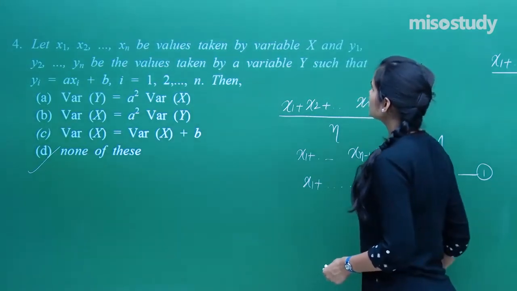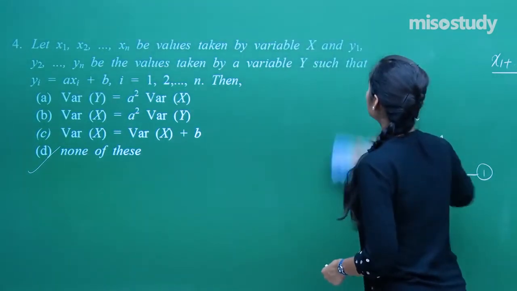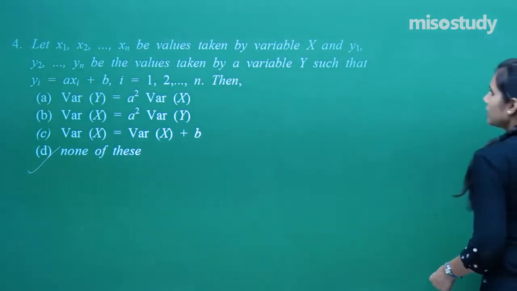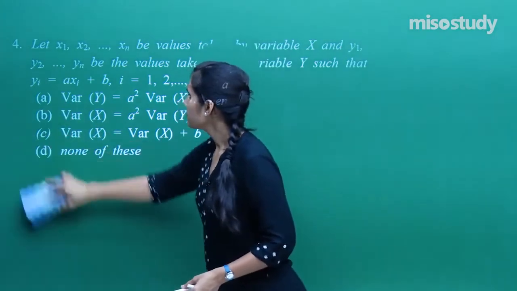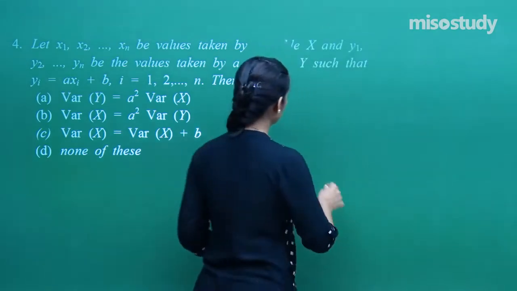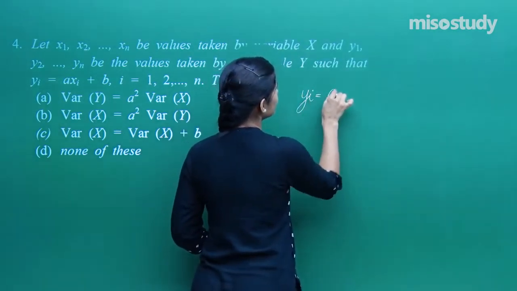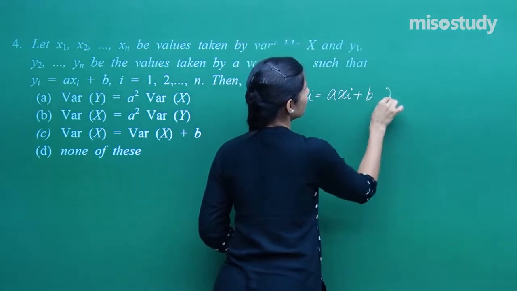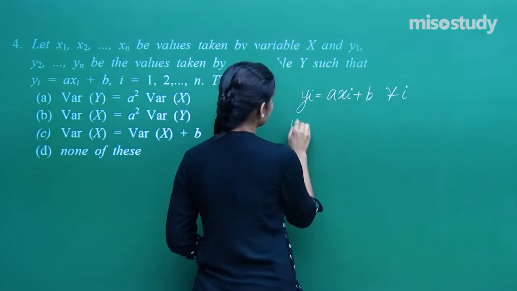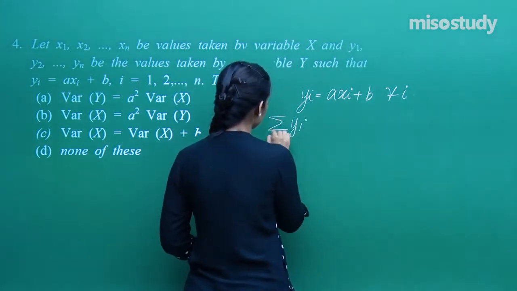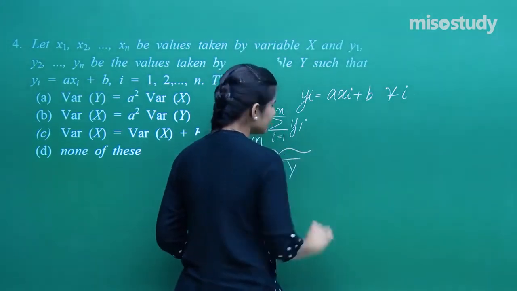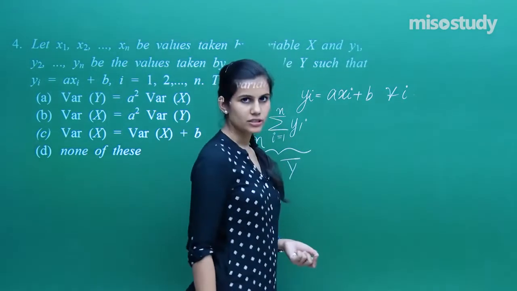If these are the values taken by variable x and these are the values taken by variable y, such that the relationship between these values is given as yi is equal to a xi plus b, then what about the variance? See, if yi is equal to a xi plus b for all i varying from 1 to n, in this case, if I talk about summation yi, i going from 1 to n, 1 by n, I am basically talking about the mean of these n observations, that is y bar.